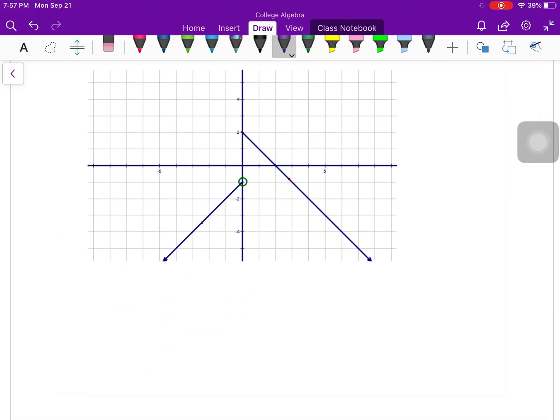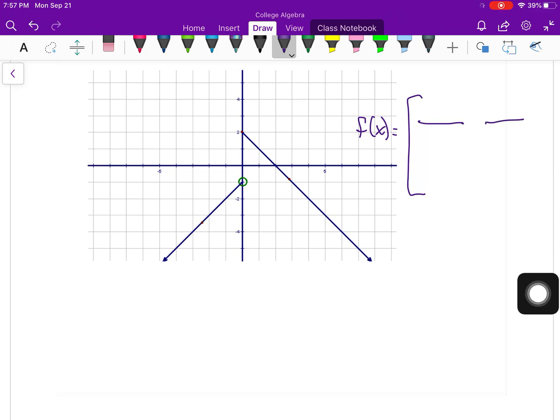Let's try another one. Again, I see two pieces, so f of x equals. I'm going to make a spot for my two pieces. This one, I bring that down to the x-axis, and I see x compared to 0. There are all the values to the right, so it'll be greater than. And I see the closed circle there, so it'll be equal.